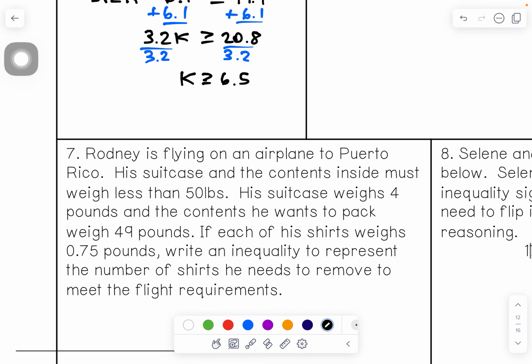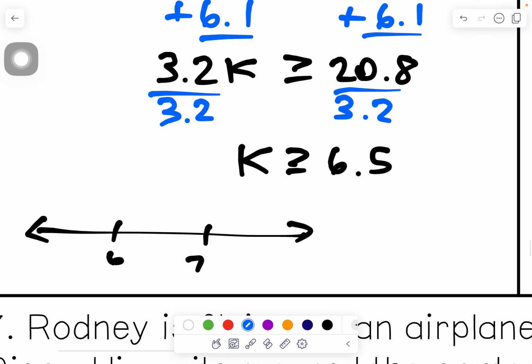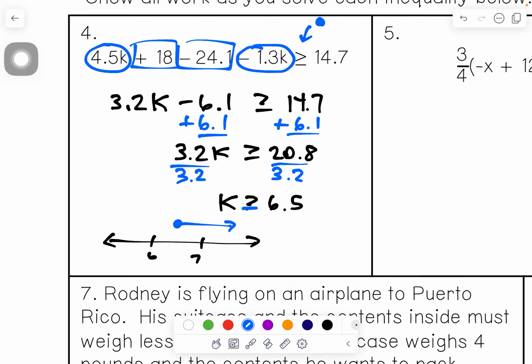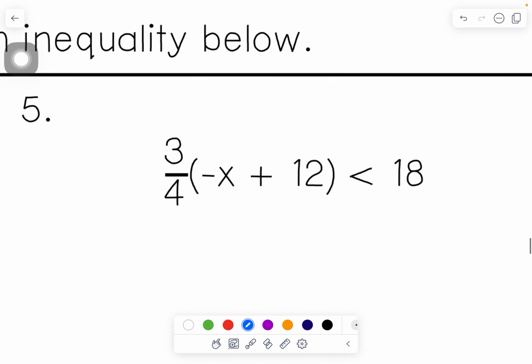Again, when I do my number line down here, decimals are all right. Here's 6 and here's 7, so 6.5 is going to be right in between them. Closed circle, because the equal to symbol tells me that. And I'm going to shade to the right because it says greater than. Again, feel free to pause the video and solve these on your own and come back and check your answer.